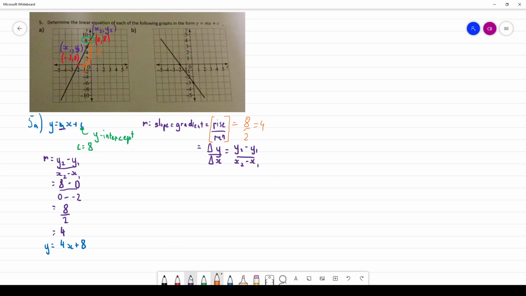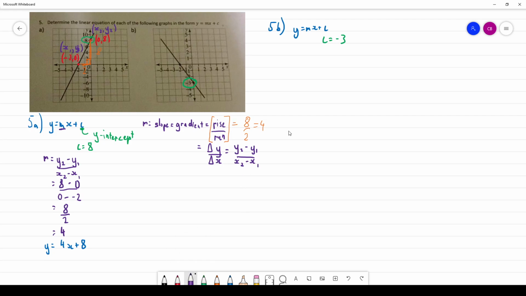So now let's look at question 5b. So we'll write the equation again. Let's do it over here. 5b, y equals mx plus c. We can do the same thing as before. For our c value, which is our y-intercept, it's just here. So we know that c is going to equal -3, because that is where it intercepts the y-axis.